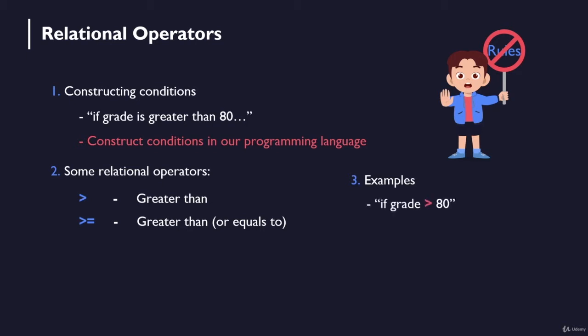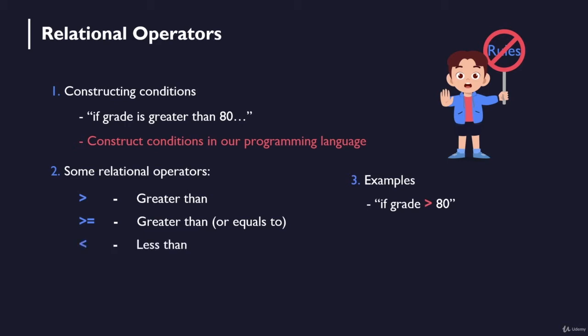We are going to use the greater than relational operator sign and simply put the grade, which is a variable, on its left and the value of 80 on its right. And if this condition happens to be true, meaning that grade is greater than 80, we are going to execute some of the following commands that we would like to execute.